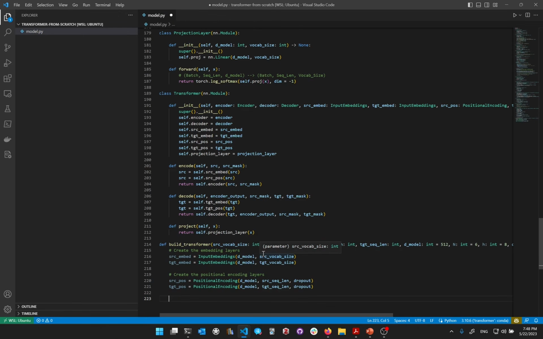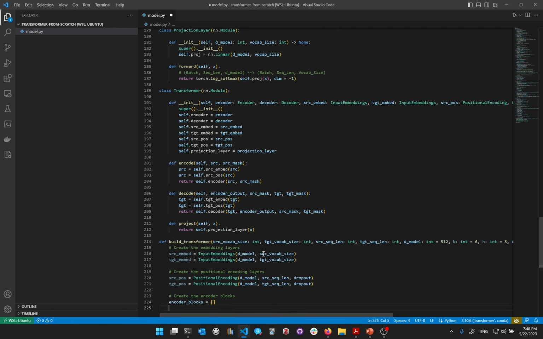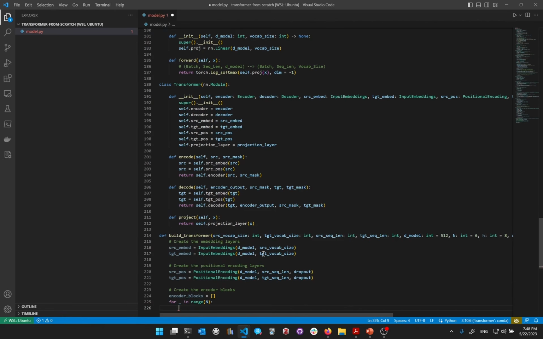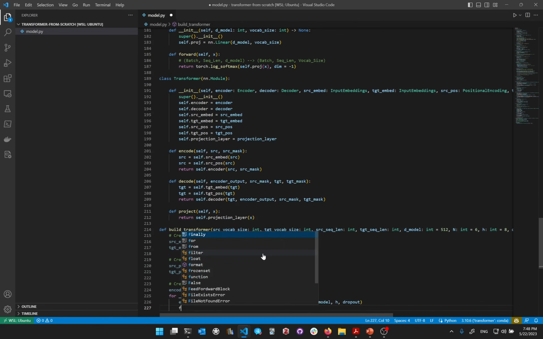And then we create the encoder blocks. We have N of them, so let's create an empty array. Each encoder block has a self-attention, so encoder self-attention, which is a multi-head attention block. The multi-head attention requires the D model, the H, and the dropout value. Then we have a feed forward block.